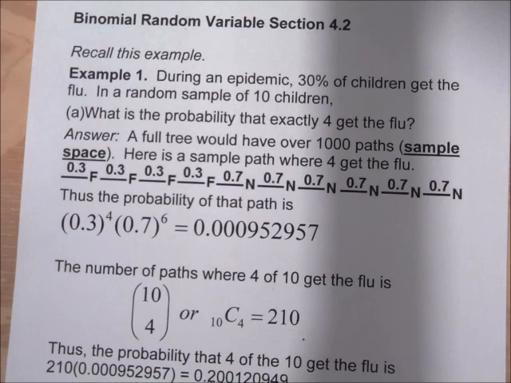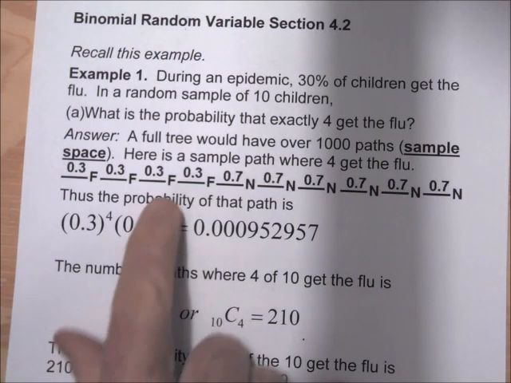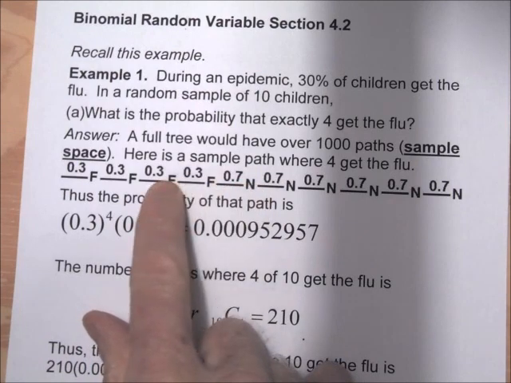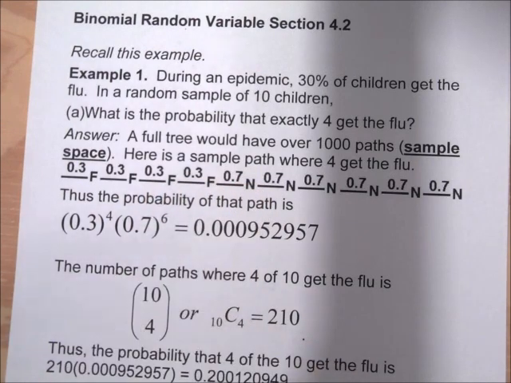In this case, we have a flu epidemic. 30% of children get the flu, and in a random sample of 10 children we want the probability that 4 get the flu. We did this example before, except we didn't call it binomial. But it is binomial because each person in the sample either gets the flu or they don't get the flu, and they have a set probability for each of those.